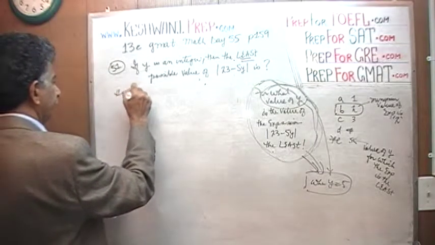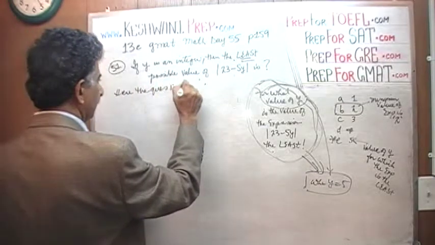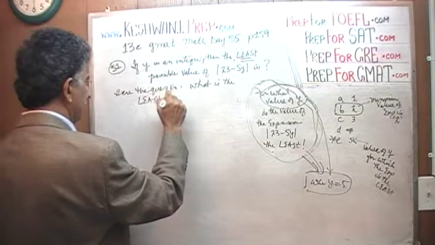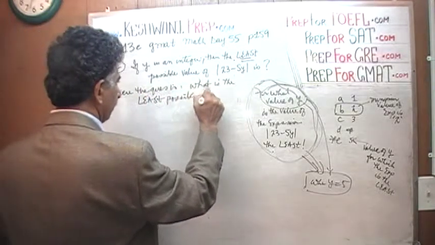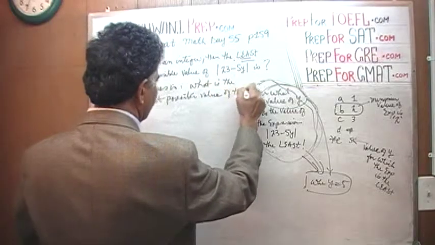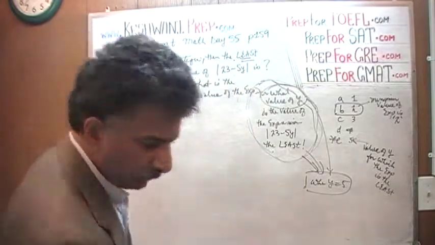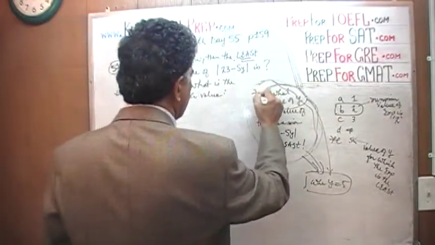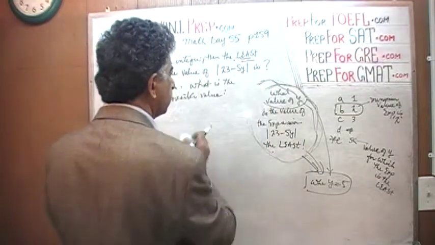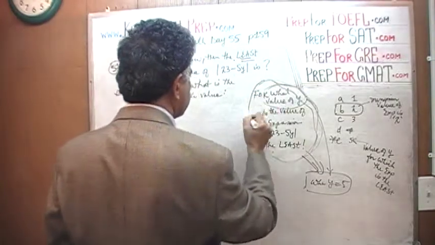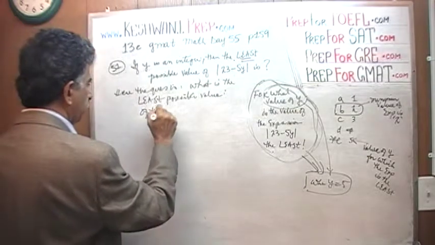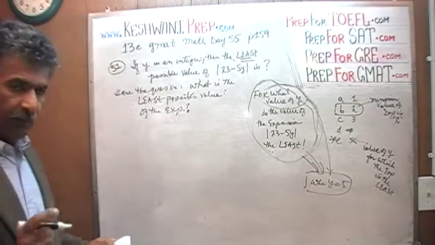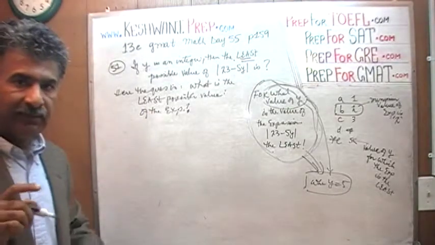What is the least possible value of the expression? Simple question. We just have to plug in different values of y and see which one gives us the least expression.